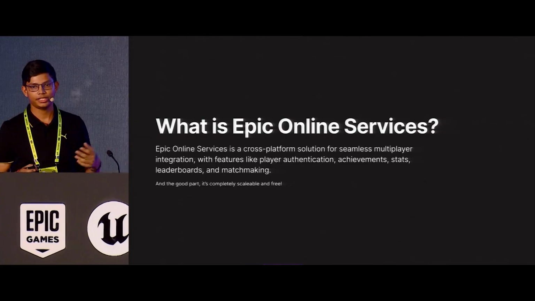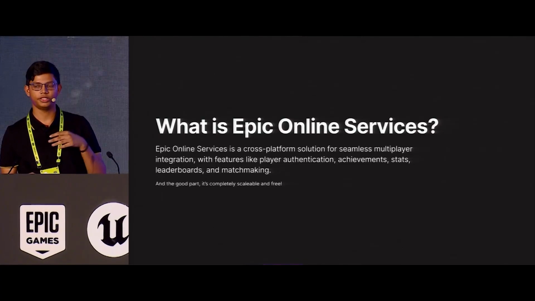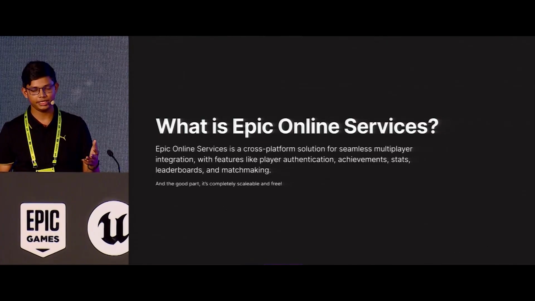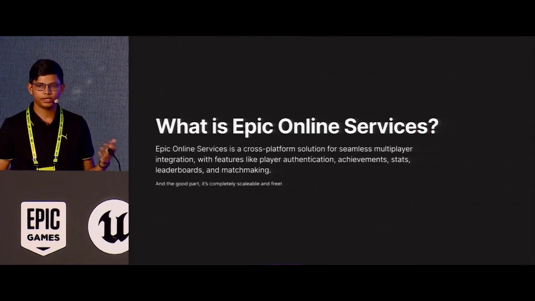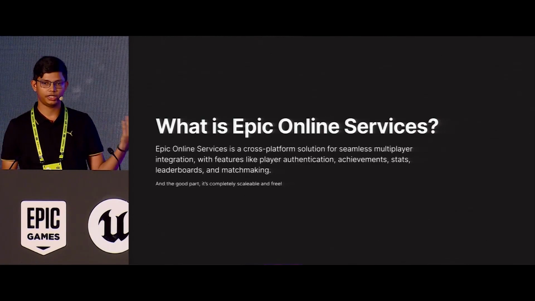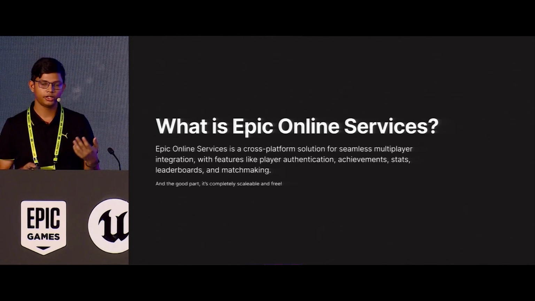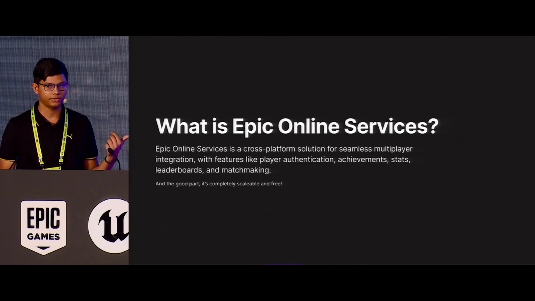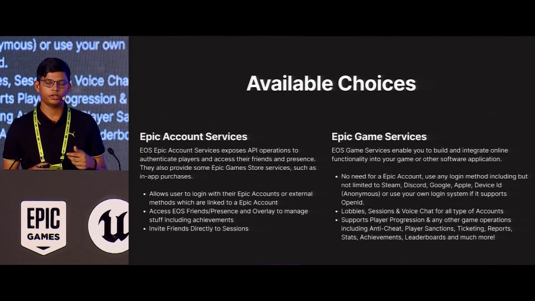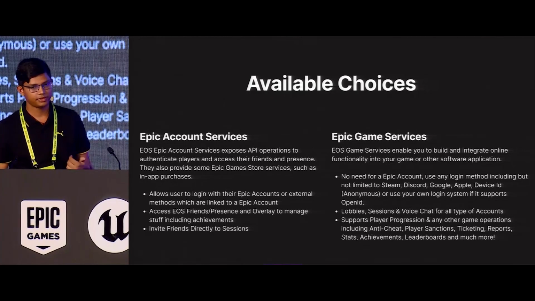EOS is just Epic Online Services made by Epic. It provides you cross-platform tools to integrate in your project pretty easily. It has achievements, stats, and multiplayer even for platforms which Epic does not directly deliver to, like PS5, Nintendo. So you can even make a cross-platform game for those platforms using EOS. For EOS, we have two different choices. One is Epic Account Services, and the second one is Epic Game Services.